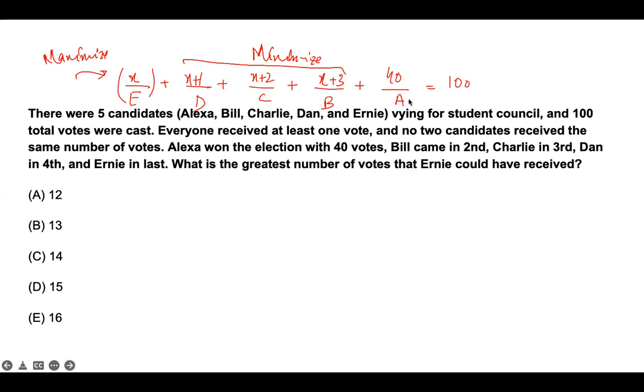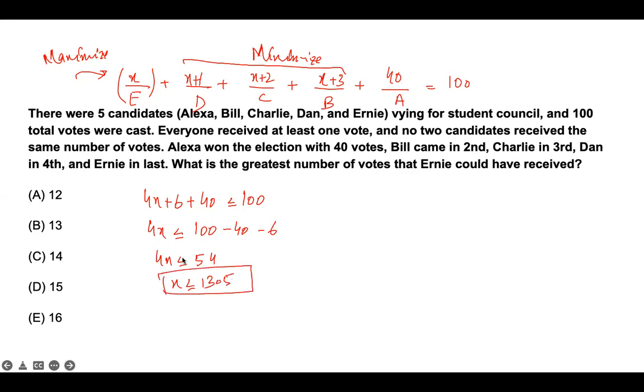So now if I add all of these, this will be 4x plus 6 plus 40 is less than or equal to 100, right? And 4x is less than or equal to 100 minus 40 minus 6. 4x is less than or equal to 54, and x is less than or equal to 13.5. Now the question asks us to maximize this value. So the maximum value of x, which is less than 13.5, is 13.